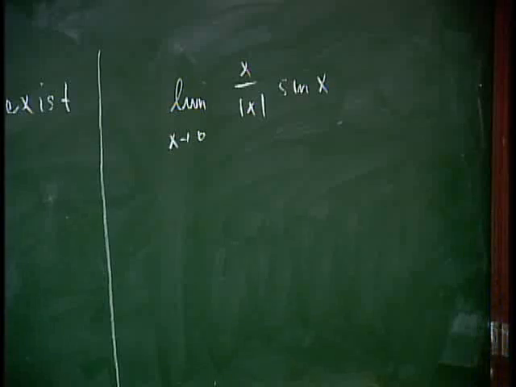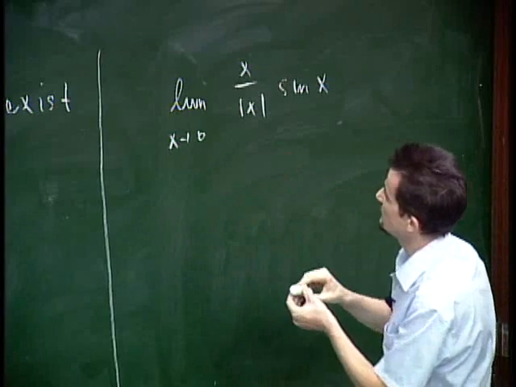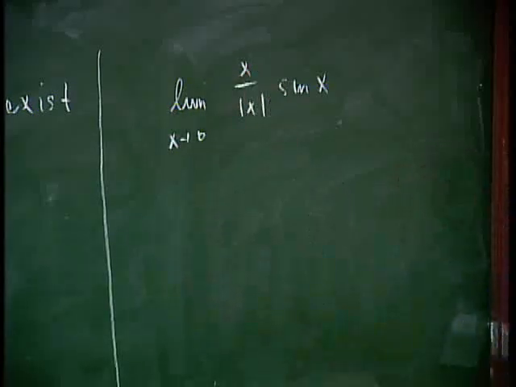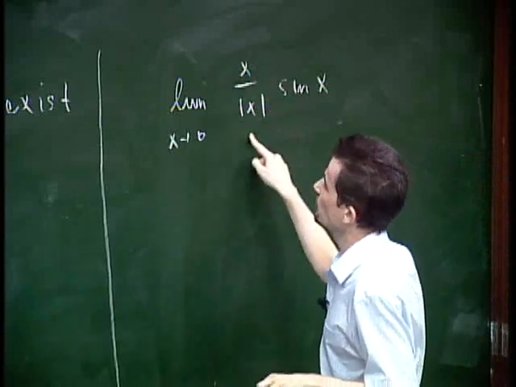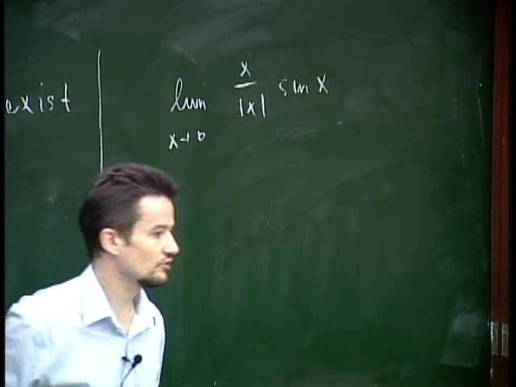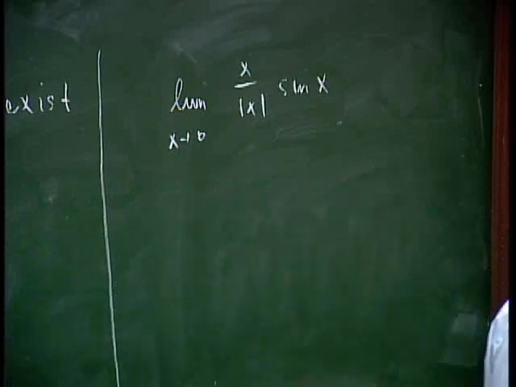Okay? Because you can just apply limit laws if the limits of both functions exist. And we know already that the limit of x over absolute value of x does not exist. So here you are not allowed to use the limit laws. Okay. Also, you get the right answer.